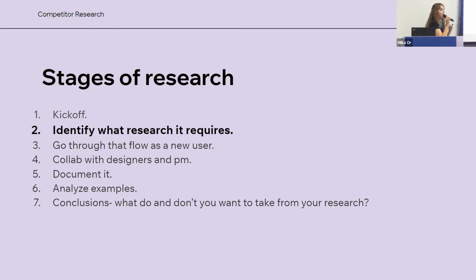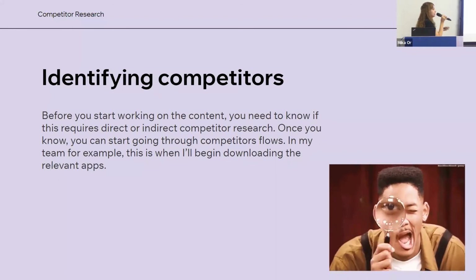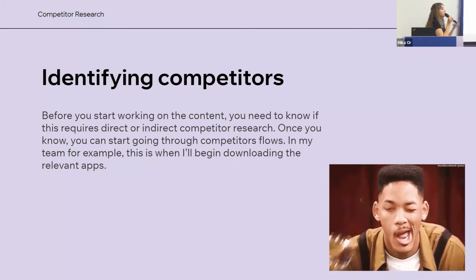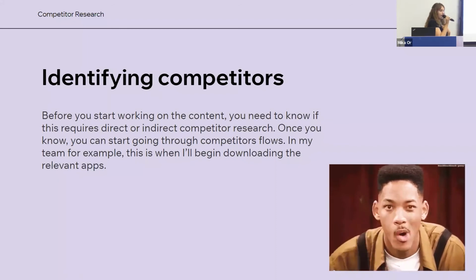Next, you want to identify what type of research this requires. Before you start, you need to know if your competitors are direct or indirect ones. And once you know, then you can start going through the relevant flows. For my example, in my team, this is when I would start downloading all of the relevant apps.